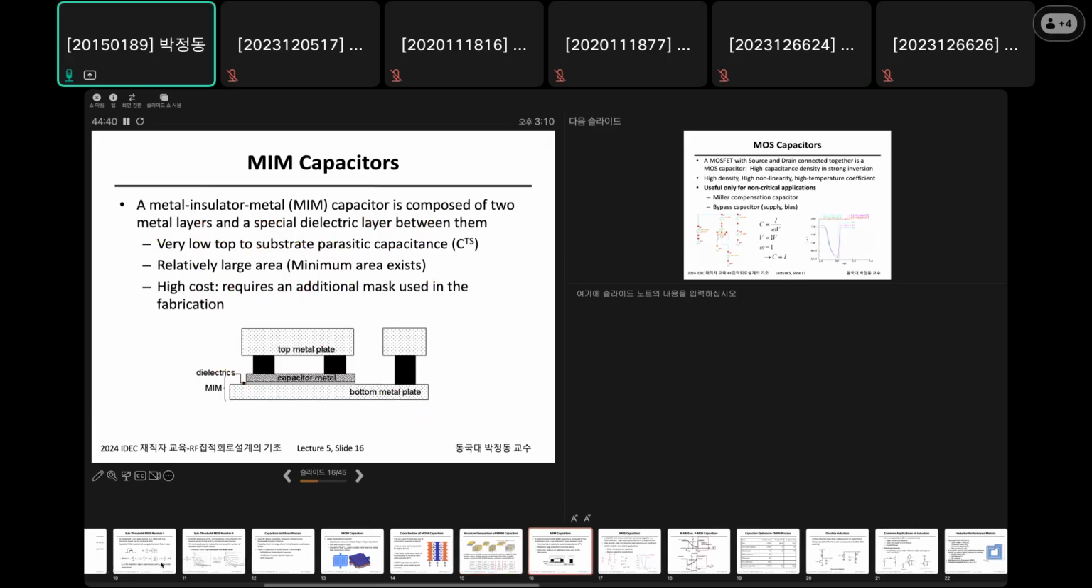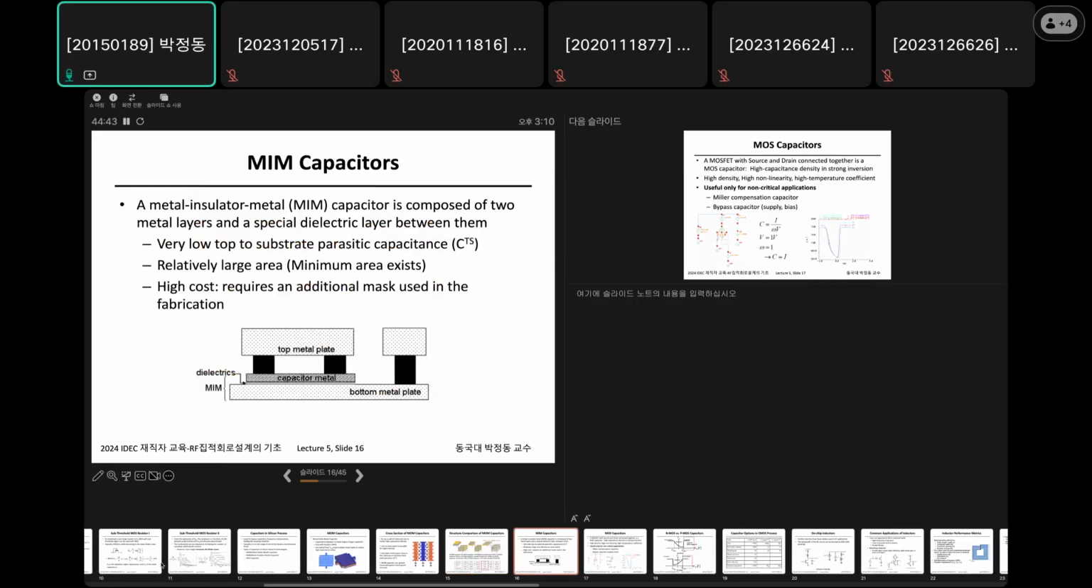So this is a MIM capacitor, which is an expensive capacitor, but has a very, very small substrate parasitic capacitor, top to substrate parasitic capacitor. Okay. That's why people try to use MIMCAP. Also, it consumes a relatively large area, okay, compared with the MOMCAP. Okay. So this is typically used for high cost or flagship applications.